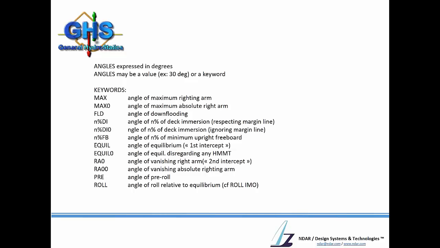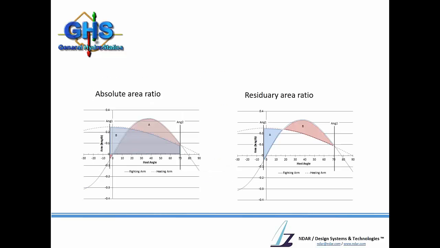Equil, this is the angle of equilibrium, known as the first intercept. So this is the first intercept between the righting arm curve and the heeling arm curve. And perhaps I will just scroll to the next slide, to just illustrate what it is. That would be your equilibrium. So this is the intersection between the righting arm curve and the heeling arm curve. Step one slide up.